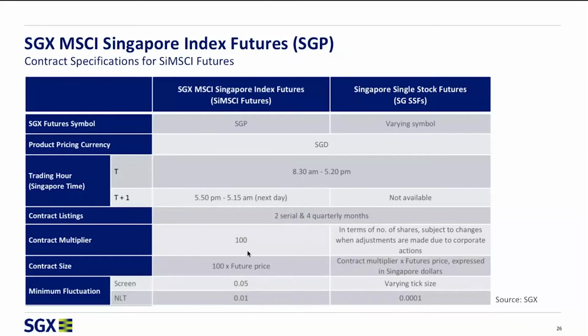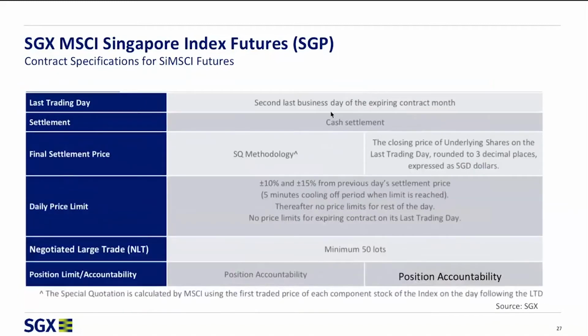All right, the contract listing, we have 2 spot months and 4 quarterly months. Contract multiplier 100. Therefore, the contract size is 100 times the futures price, and the minimum fluctuation, which is tick by tick, is 0.05. If you were to trade one contract, that would be $5. Last trading day, I talked about that. Settlement is cash settlement, final settlement price, that's mark to market. Daily price limit, that's where you have limit up, limit down, and negotiated large trade and position limit accountability.